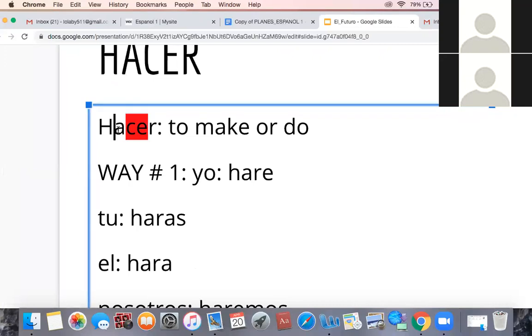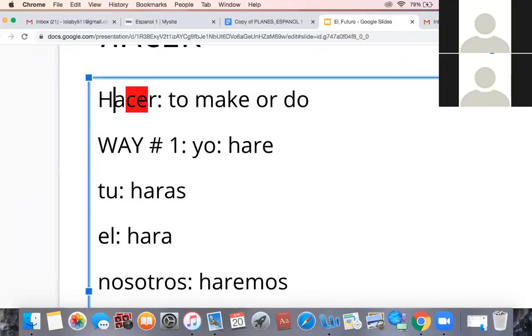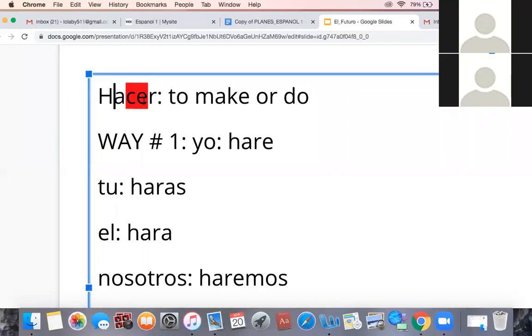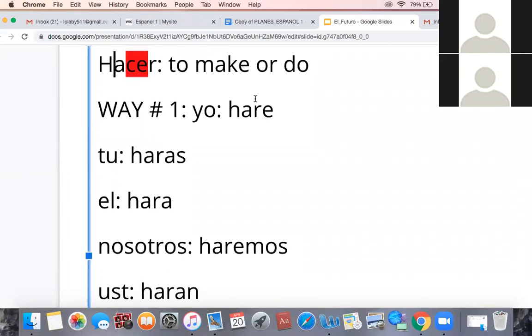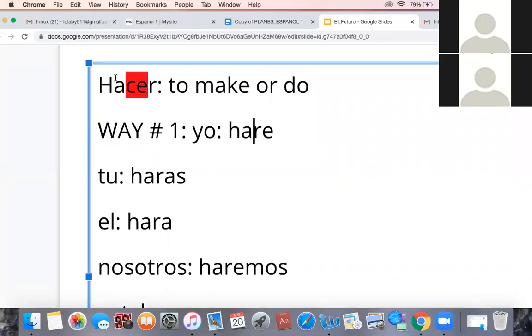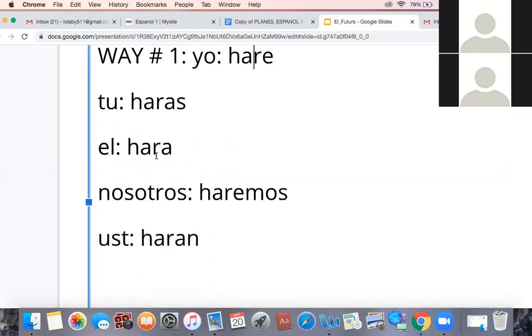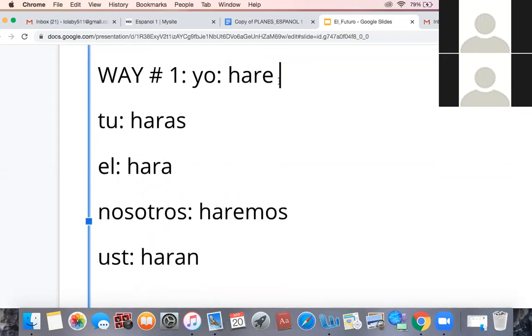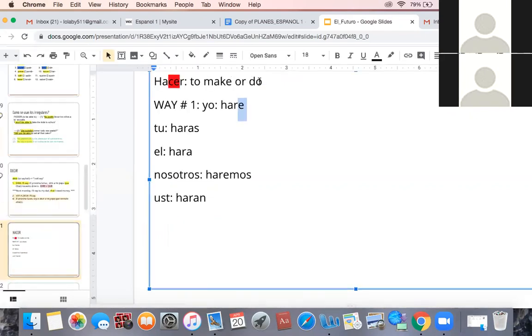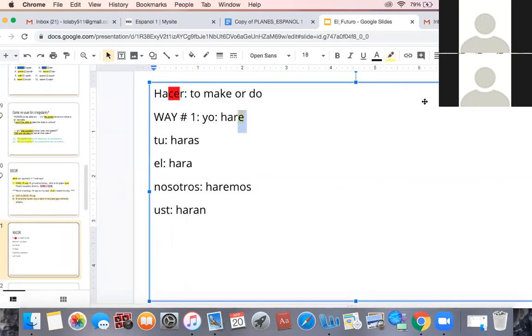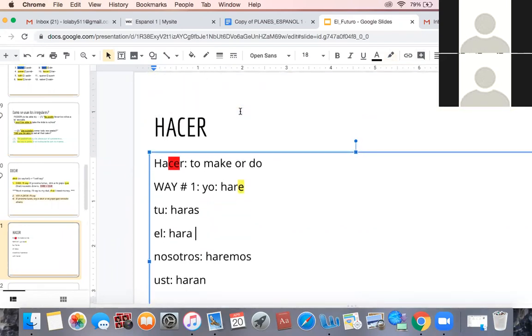So notice that hacer, right, H-A-C-E-R, turns into har. So you got rid of CE. And then you just add the normal conjugations like é, which is for yo, and ás, á, emos, and án. Those are the conjugations for the future. Remember, we're still doing future, right?